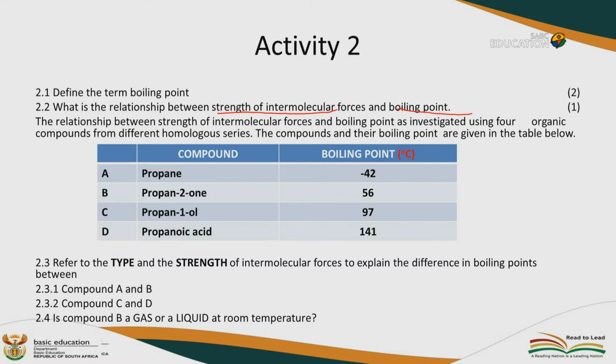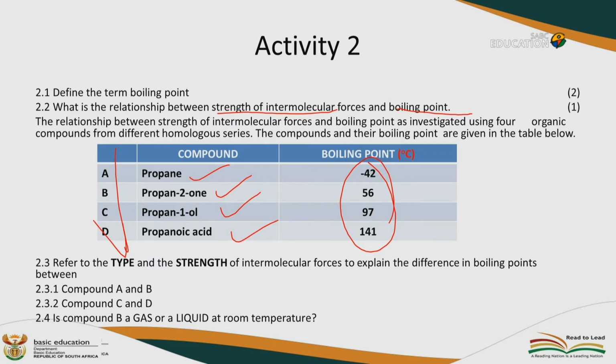Now, a nice table is given. We are given compounds, which are our organic compounds. We have propane, propanone, propanol, propanoic acid. You can see we are given London force, dipole-dipole, and one side hydrogen bond and 2 sides hydrogen bond. So you are able to see the boiling point is increasing as you move from A to C. So as the strength of the intermolecular force increases, the boiling point increases, which is the question they asked in 2.2.